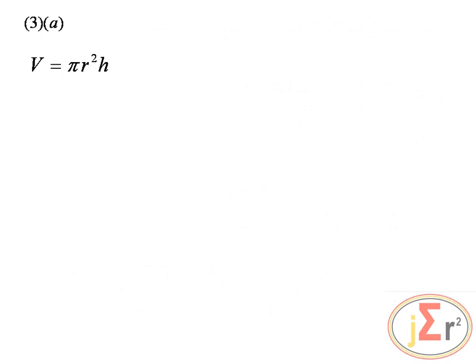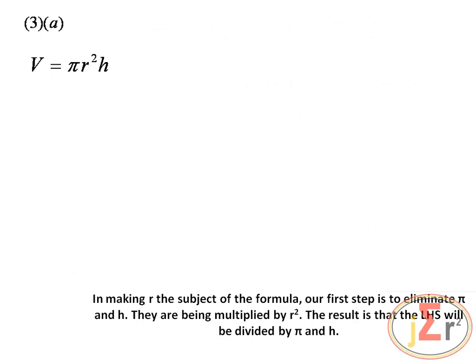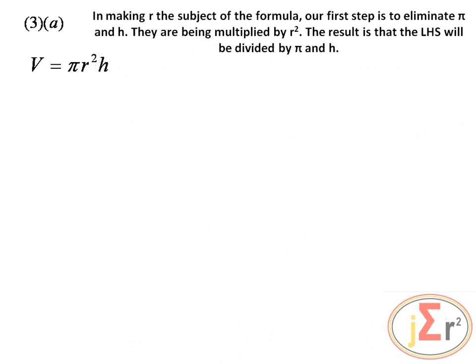Now, for 3a, we will transpose this formula, making r the subject. In making r the subject of the formula, our first step is to eliminate pi and h from this right hand side. They are being multiplied by r squared, so they are in a multiplication relationship. We will eliminate them by dividing through the entire equation by pi h. By so doing, pi and h will be eliminated from the right hand side, and on the left hand side we have v divided by pi h.